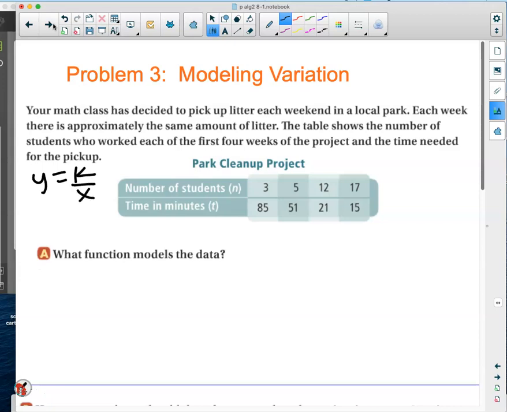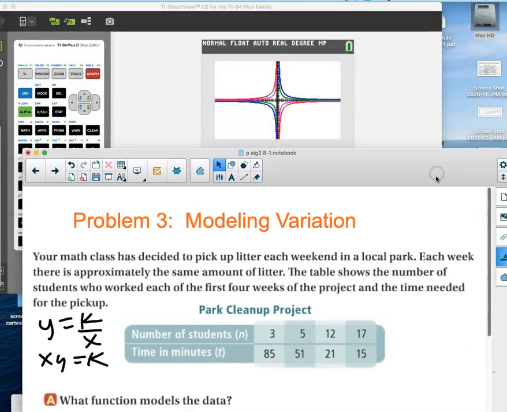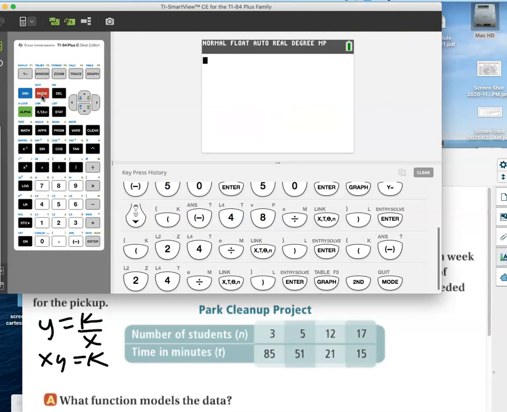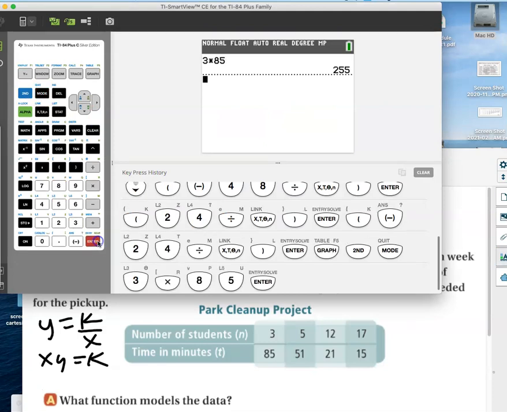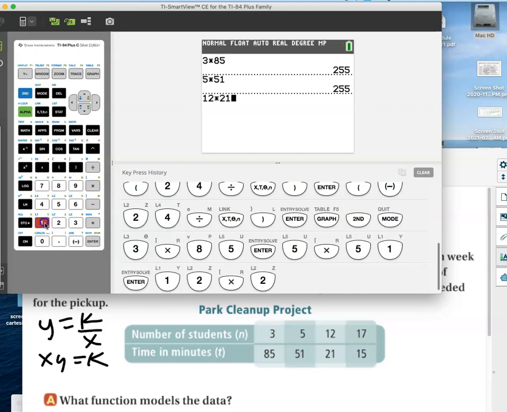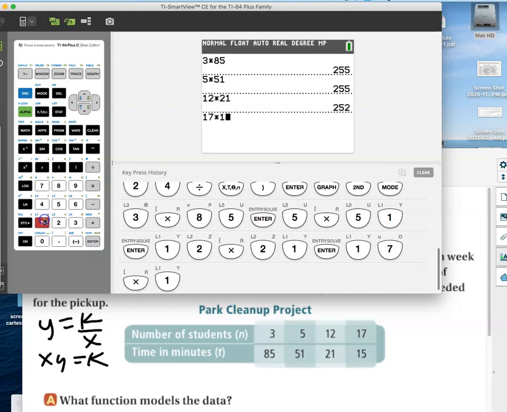So let's check it out. Let's put the x and the y on one side. And let's see. If you take 3 times 85, do you get 5 times 51, 12 times 21, 17 times 15? All right, let's check these numbers out. Bummer. They're not all the same. Are they close enough?